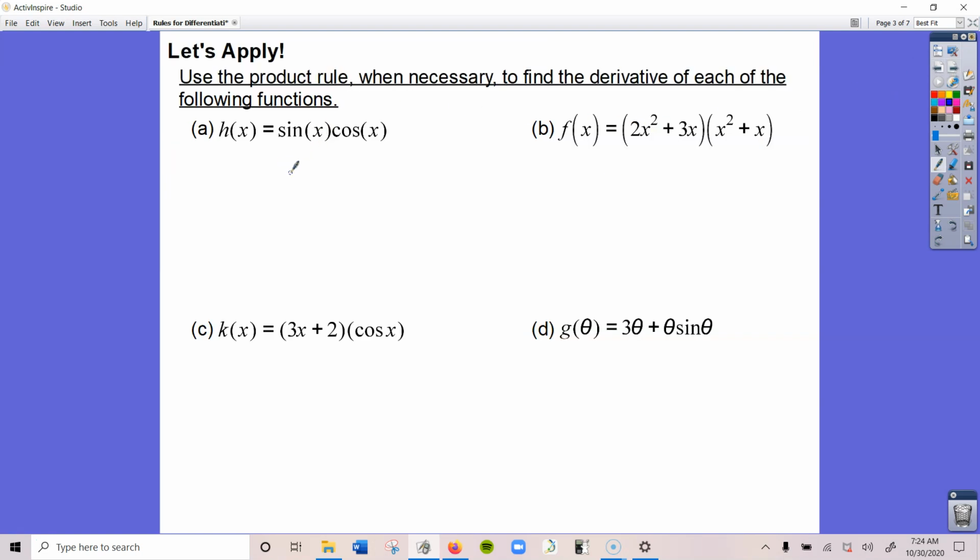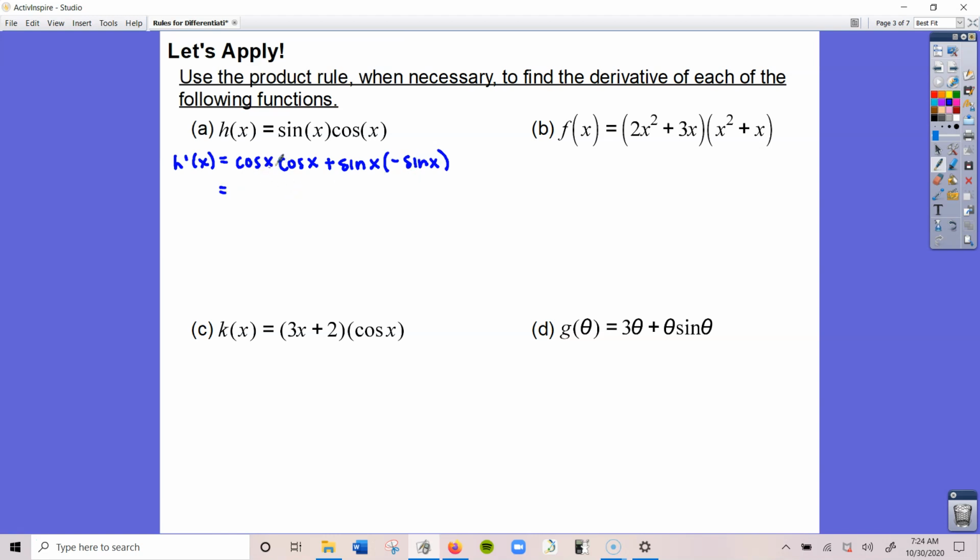So, for example, A, we have sine of x times cosine of x. I have no choice here but to use the product rule. So let's go ahead and try this out. We have h prime of x is going to equal, now we find the derivative of the first. The derivative of sine is cosine x, and leave the second alone. Plus, now we leave the first one alone, and multiply by the derivative of the second, which is negative sine x.